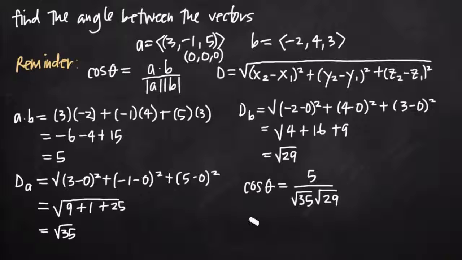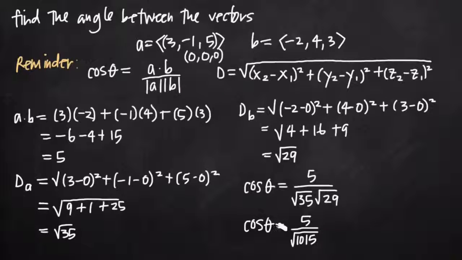The first thing we want to do is say that cosine of theta is equal to 5 divided by, we can combine the square root of 35 and the square root of 29. They're both raised to the same exponent. We've got 35 raised to the 1/2 times 29 raised to the 1/2. When they're raised to the same exponent, we can multiply the bases. 35 times 29 is 1015, so we get the square root of 1015 in our denominator.